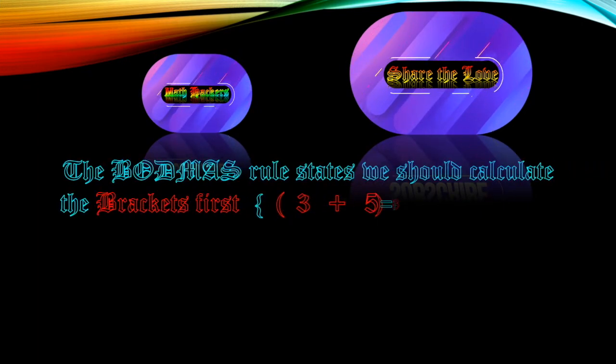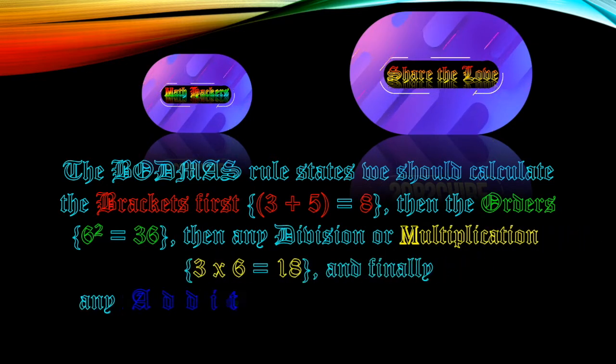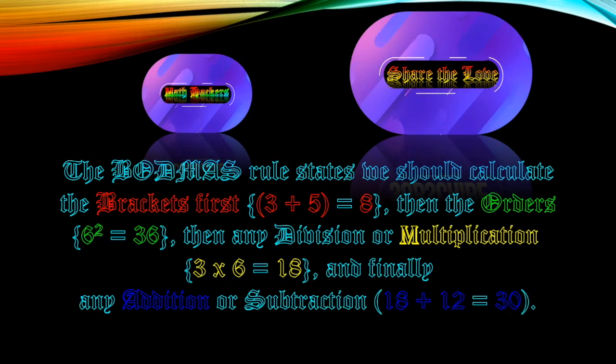The Bodmas rule states that we should calculate the brackets first, as in 3 plus 5, which is 8. Then the orders, which is 6 squared, the same as 6 times 6, which is 36. Then any division or multiplication, as in 3 times 6, which is 18. And finally, any addition or subtraction, as in 18 plus 12, which is 30.